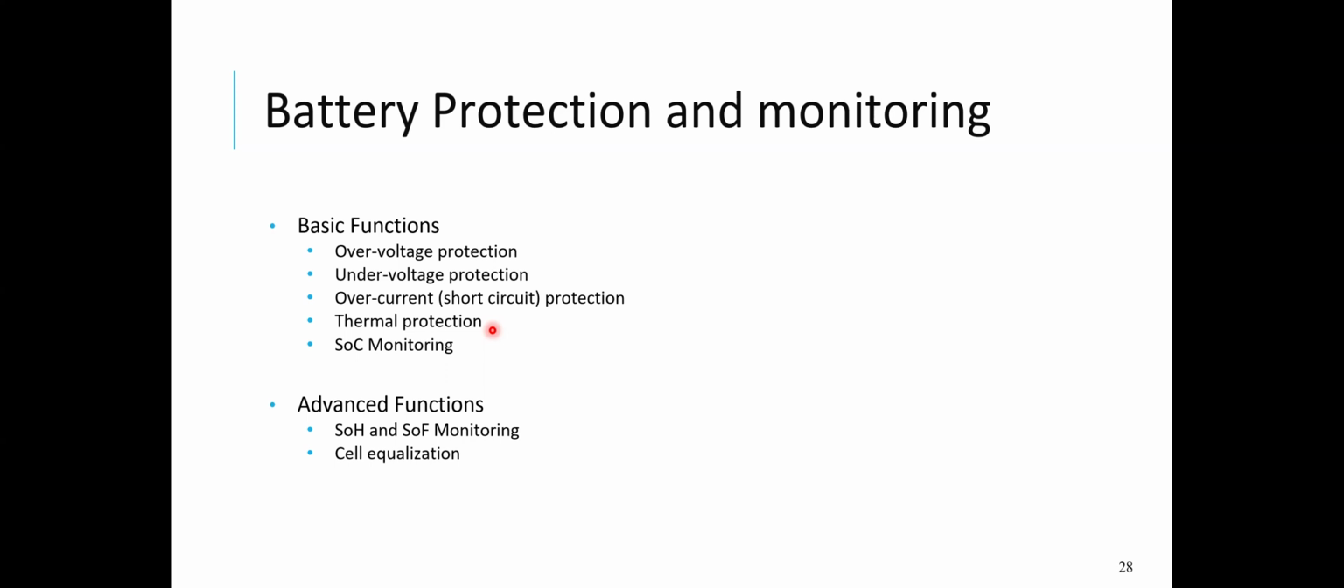I need a thermal sensor, a temperature sensor within the battery pack to make sure that the battery temperature doesn't go very high. And I need to know the state of charge, state of health, state of function of the battery. So those are the advanced functions. And then another advanced function is cell equalization. And that typically is a must if I'm connecting batteries in series, unless I have a different way to balance batteries, and we'll talk about that in a minute.